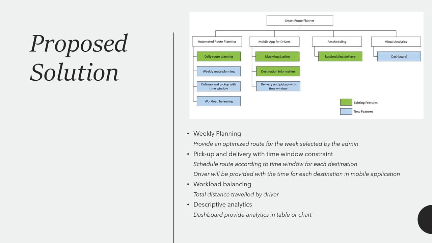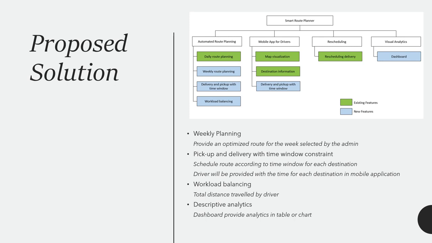For the proposed solution, there are 4 new features which was defined. The first feature is under the automated route planning, which is the weekly planning. It is to provide an optimized route for the week selected by the admin. And the second new feature, which is under the automated route planning, is the delivery and pick-up with time window. It is actually to schedule the route according to the time window for each destination, and the drivers will be provided with the time for each of the destination in their mobile application.